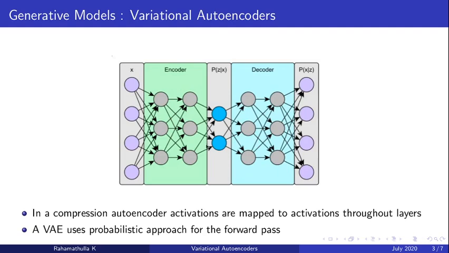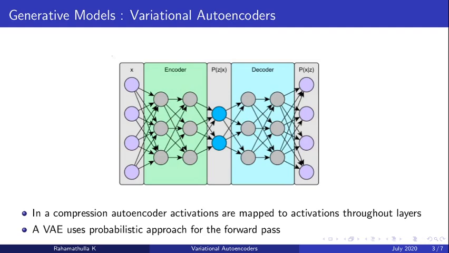Here the mappings are based on probability. Previously in compression autoencoders, these mappings are direct or based on the activations. If this is activated, then that mapping. If this is activated, that mapping, and so on. But along with these activations, a probability or a chance is also analyzed, and based on that chance, this coding is developed. So that is what variational autoencoders do.